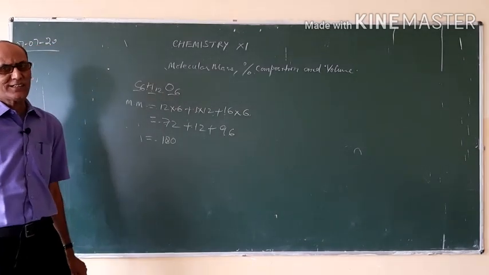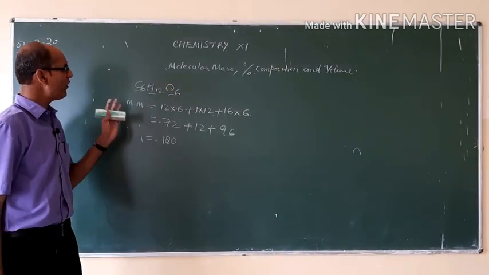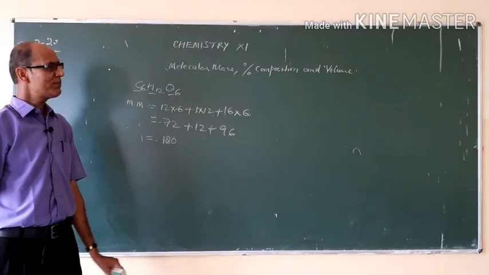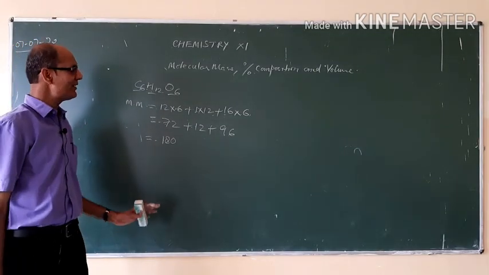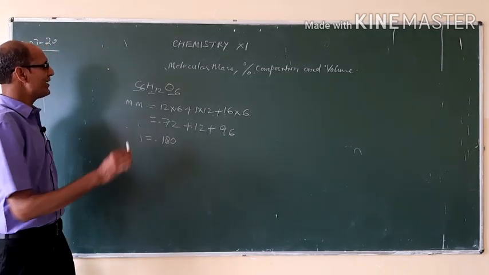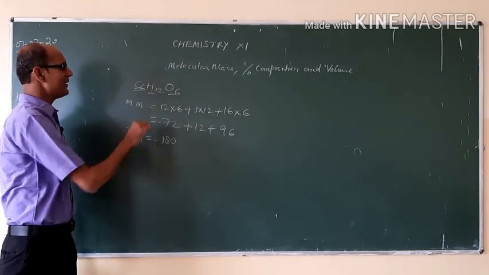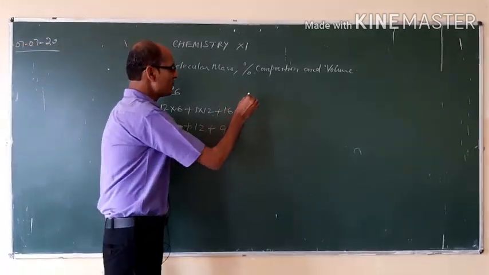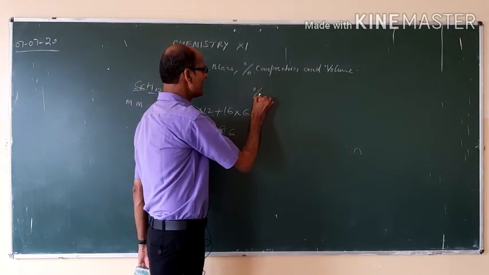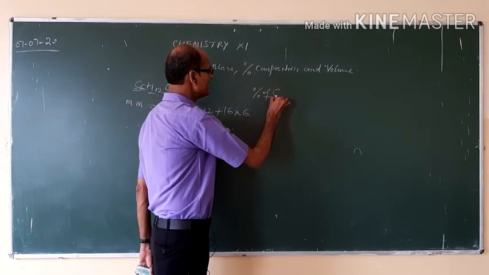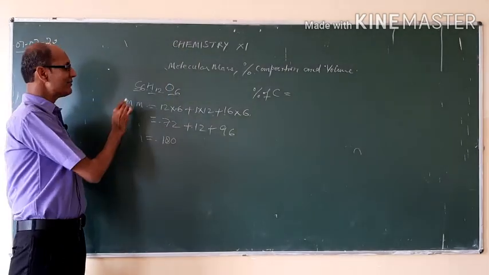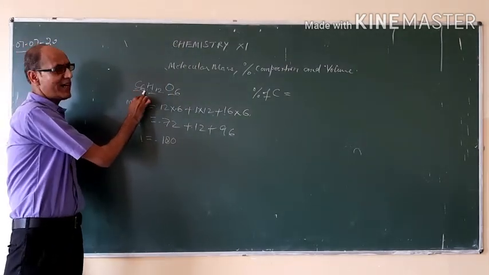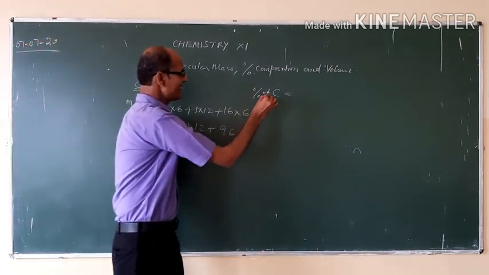If you want to calculate the percentage of all elements, one by one you have to find out. Suppose you want to calculate the percentage of carbon. So what do you have to write? Percentage of carbon. See in the formula, how many carbons are there? There are 6 carbons. So write 6.